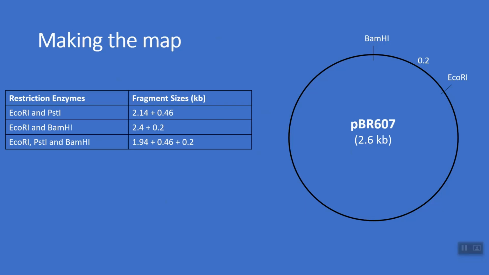This gives us 2 possibilities of where we could place the PST1 site, either closer to the EcoR1 site to give fragments in the order of 0.2, 0.46 and 1.94, or we could place it closer to the BAMH1 site to give an order of 0.2, 1.94 and 0.46. But to identify where it actually cuts, we can look at the double digest of EcoR1 and PST1, where we see fragment sizes of 0.46 and 2.14. This tells us that the PST1 site should be close to the EcoR1 to give a fragment order of 0.2, 0.46, then 1.94 kilobases.